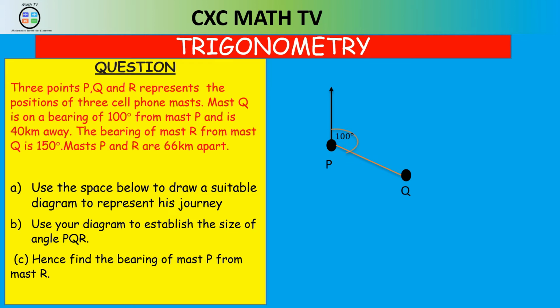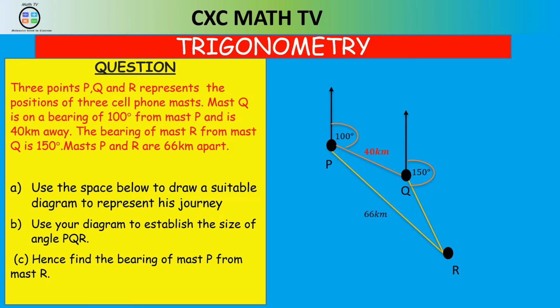So that gives us the distance PQ, and it also gives us the bearing of Q from P. The next information that is given is that the bearing of mass R is 150 degrees. So we know that again R is going to be below Q, but not directly below. It's just on a bearing of 150 degrees. So we input that. And then they told us that the distance PR is 66 kilometers. So let's put that right there. And that is your diagram. Just that simple. Easy. And that is part A covered.